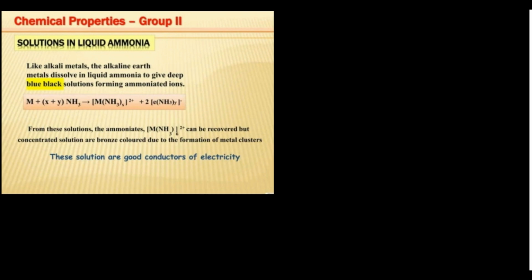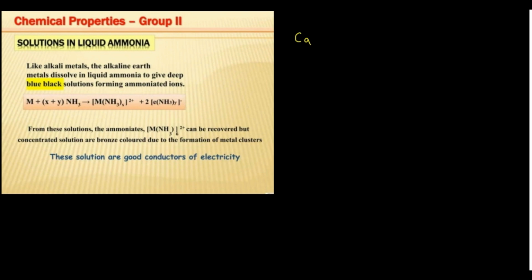So where the metal clusters are formed, this is actually something very important. Say, what are the reactions? So you can understand the reaction sequence also. Say, for example, I have an alkaline earth metal, say calcium. I am writing the reaction in that manner. Instead of calcium, you can use magnesium or strontium also.